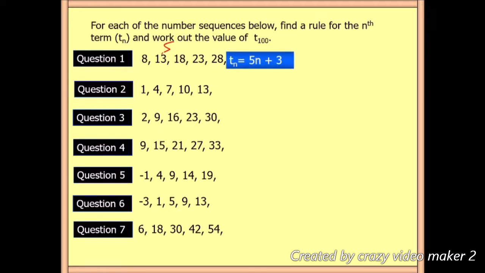Okay. To work out the 100th term, I put in 100 in place for the n. So 5 times 100 is 500, plus 3 is 503. Okay. So my answer there should be 503. Pause the video, and I'll work the rest out. Show you the answers.